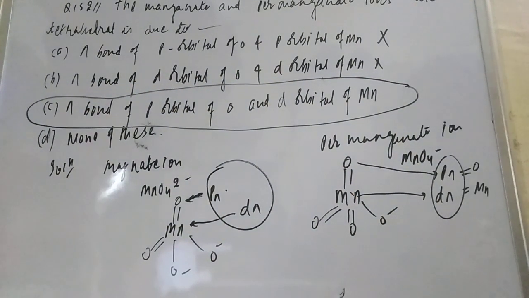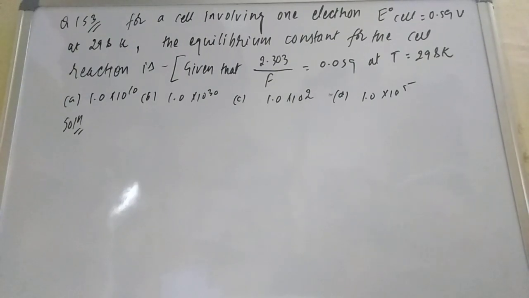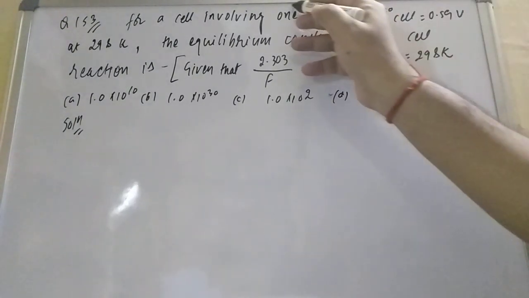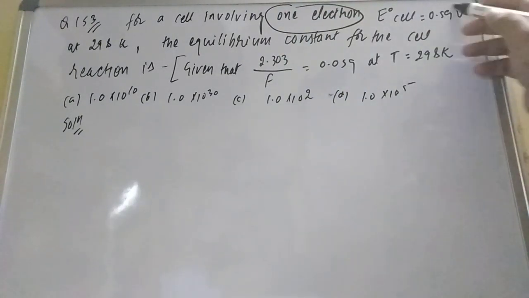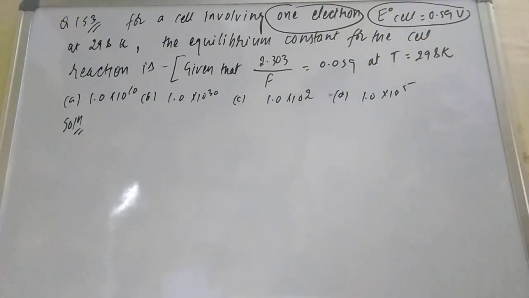This is an easy problem. Now let us move on to another problem. Let us see question number 153, students. Question number 153 is from electrochemistry, a very simple problem. For a cell involving how many electrons, student? One electron. E naught cell is given. How much is given? 0.59 volt at 298 Kelvin.